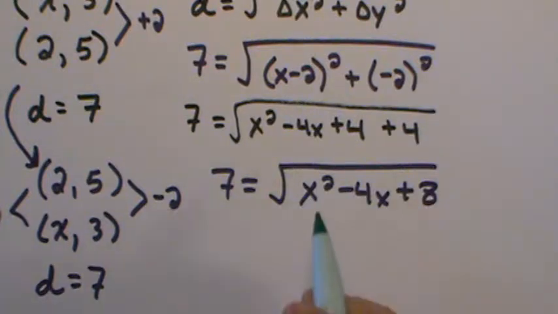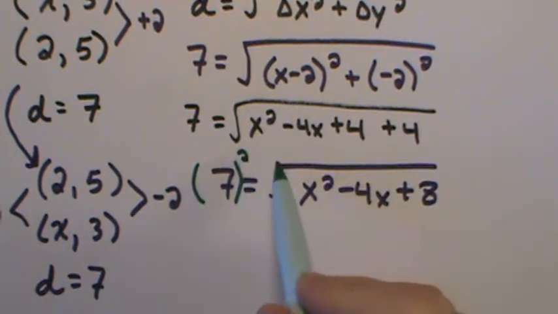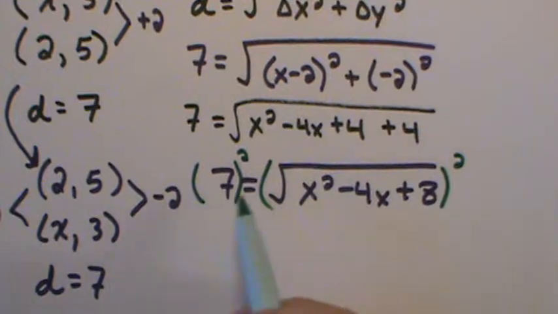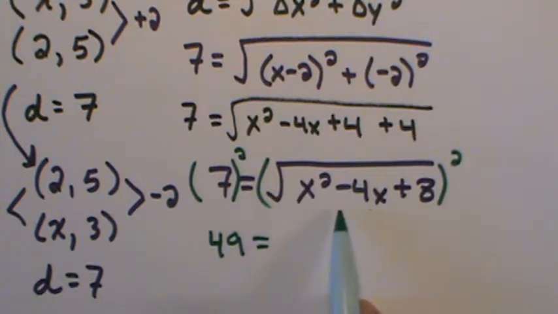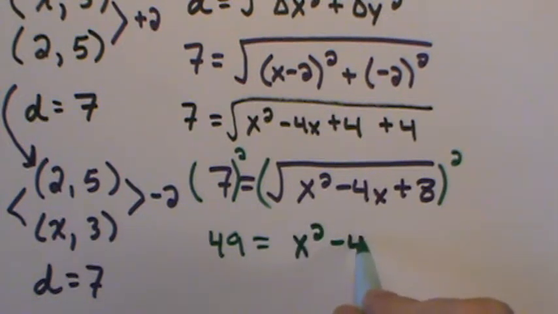If you square a radical, you will destroy that radical. You'll take that radical away. So I'm going to square both sides. 7 squared is 49. And as I square this radical, the radical will disappear. What's left inside there, known as the radicand, is going to be brought straight down unchanged.